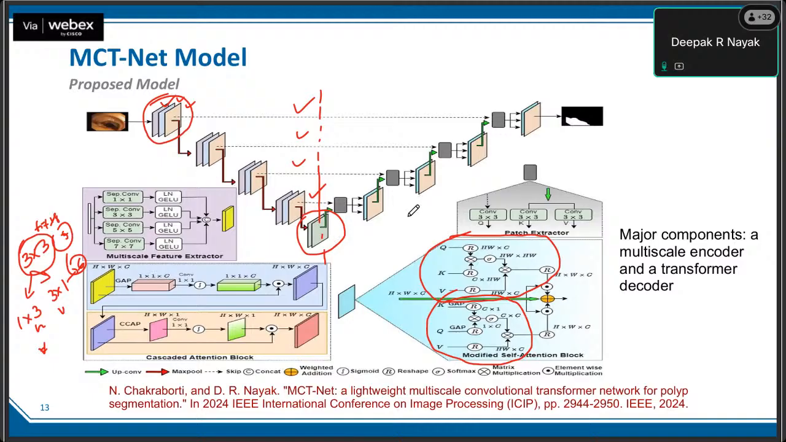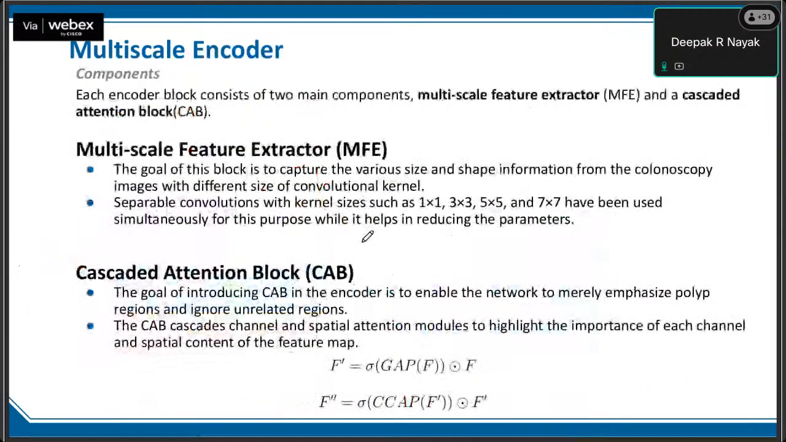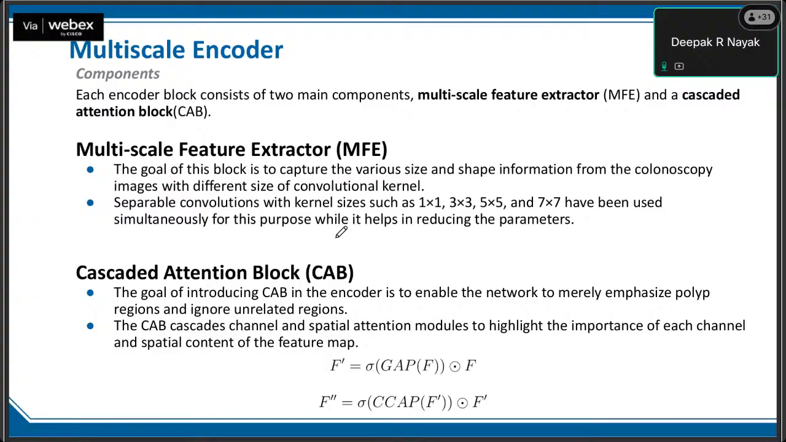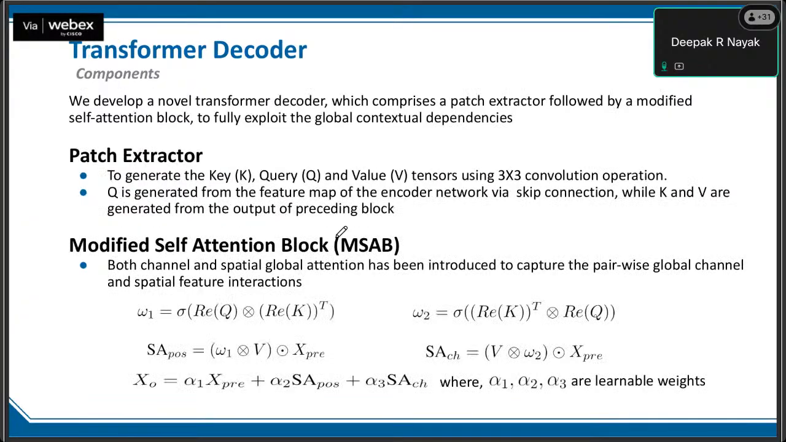This is why we have combined convolution and transformer together, right? And this is the paper name. If you want, you can just go through our paper, right? If you have any queries or any comments, feel free to write to me. I will definitely get back to you, right? So here are just the details of the blocks which I have just now discussed, and here are also the details of the modified self-attention block.